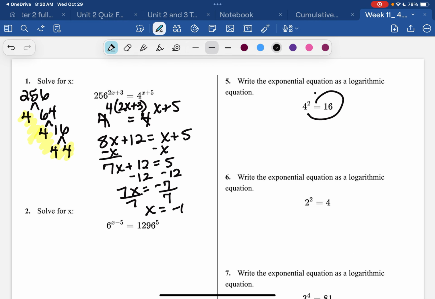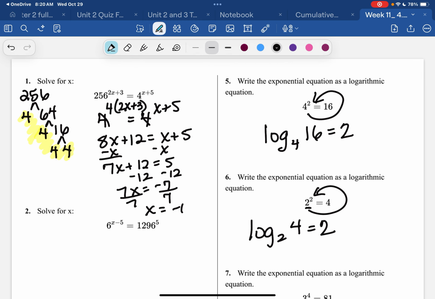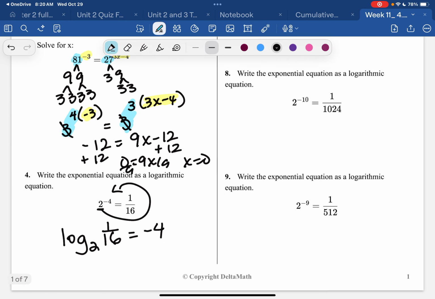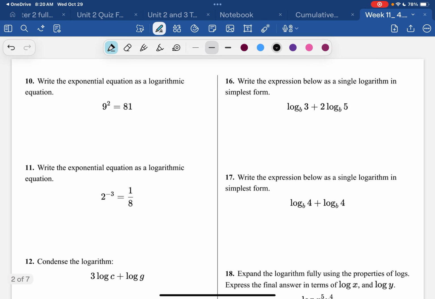So log, you start with the 4. The next thing you write is the 16. You come back to the 2. So I'm going to start with the 2. Next thing I hit is the 4. Come back to the 2. Okay, that's enough of those. That's that whole next section. There's several of those apparently.